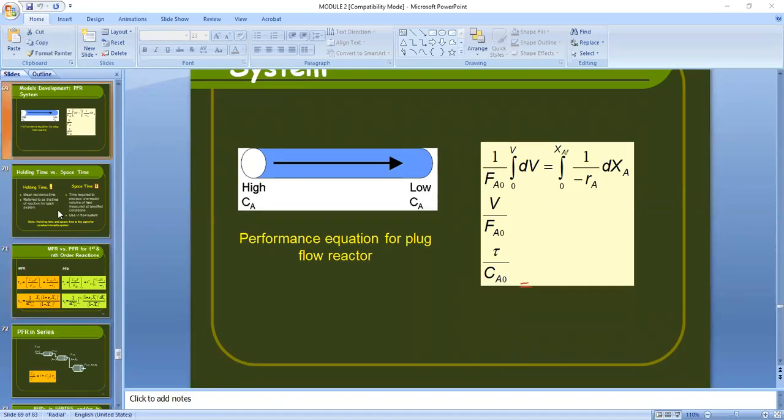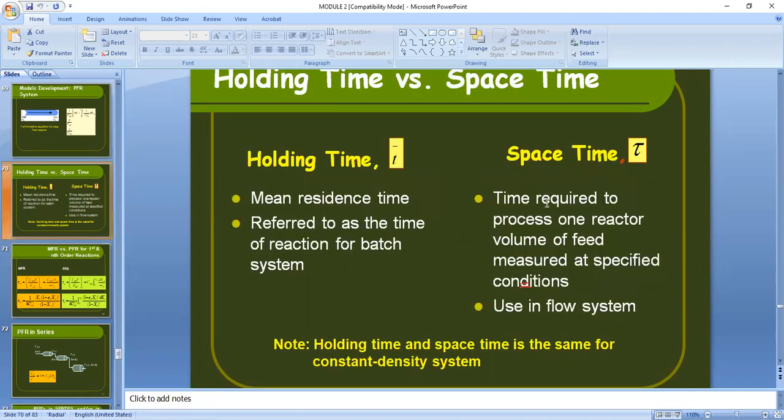Now, let's proceed. For the holding time and the space time, we have covered this also. Holding time, the residence time, is referred to as the time of reaction for your batch system. Space time is the time to process the entire volume of fluid inside the reactor. So this language is used for flow systems. Holding time and space time are the same for a constant density system, which I have mentioned a while ago.